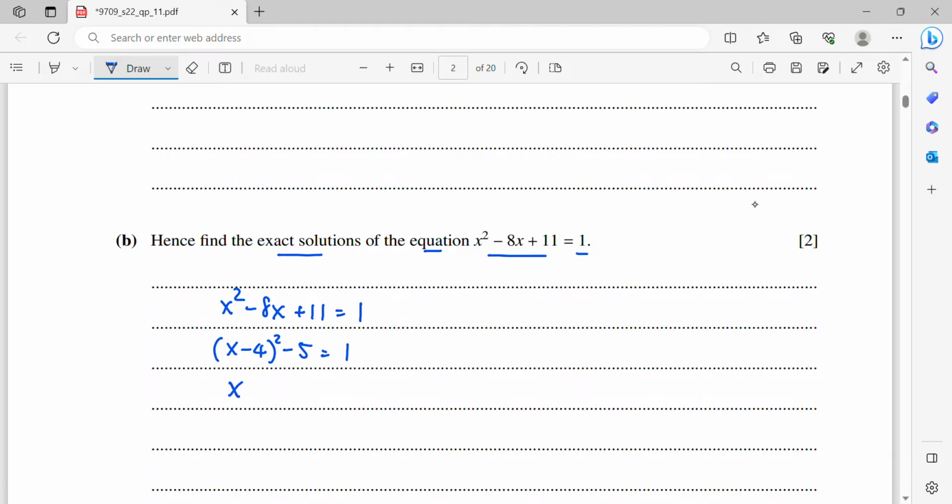So from here, (x minus 4) squared equals 6, right? After you move the minus 5 to the right side, it becomes 6. Then to eliminate the squared, I will get plus minus square root 6. So at last, x equals 4 plus minus square root 6. That's the exact solution. Alright.